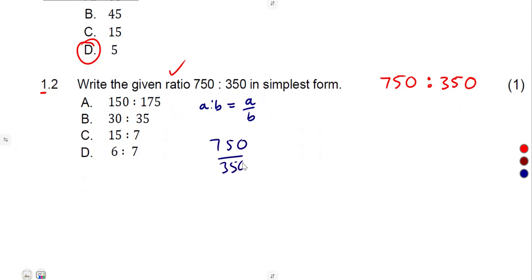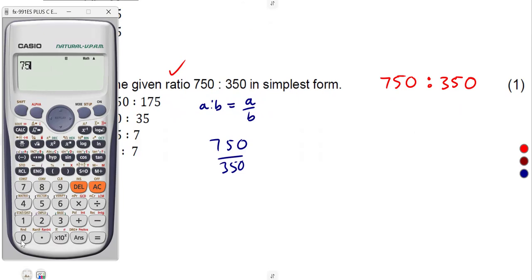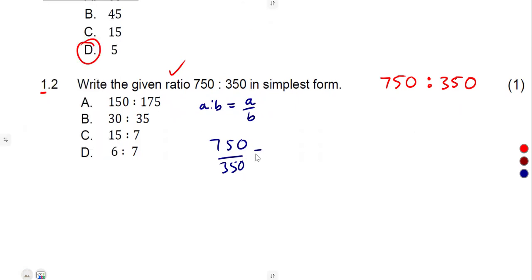Over 350. What are you going to have? All right, this is what we have, 750 over 350. That is going to give us 15 over 7 in simplest form. This is equal to 15 over 7.